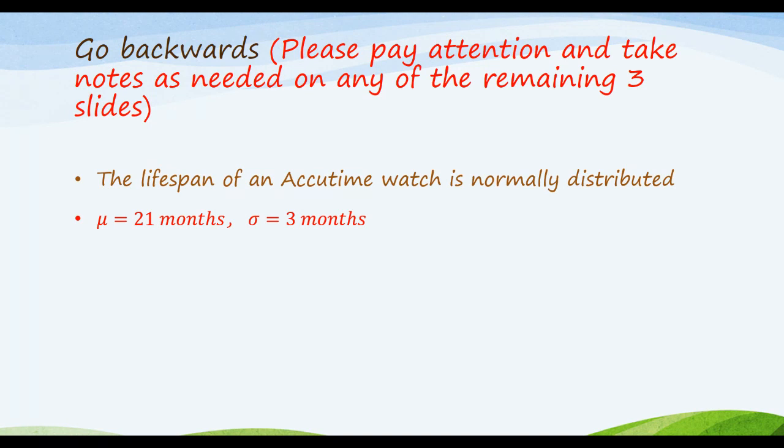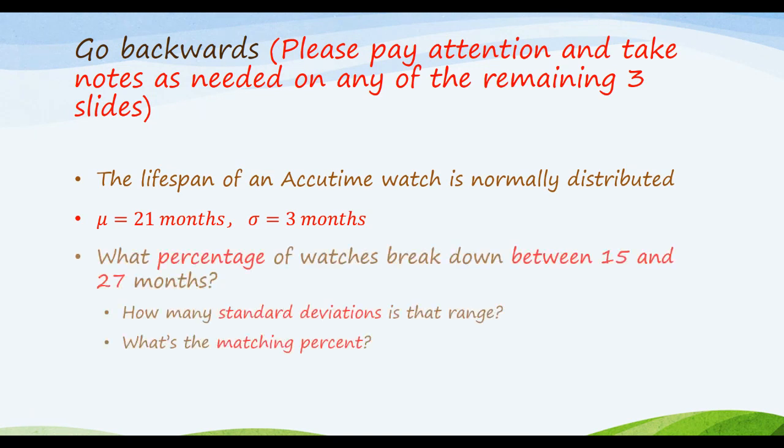So as we're looking at this, we're looking at the lifespan of a specific type of watch. We have a mean of 21 months and then standard deviation of 3 months. All right, so first we're looking at what percentage of watches break down between 15 and 27 months.